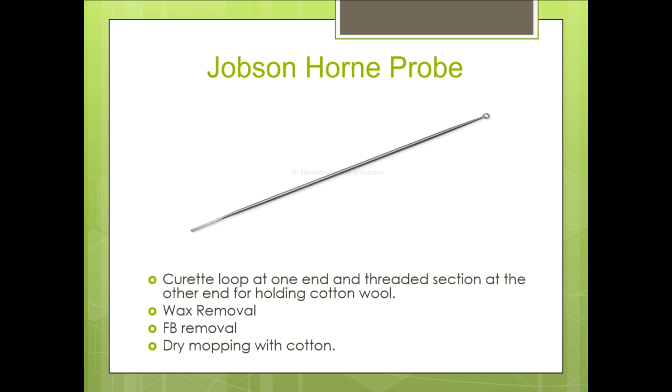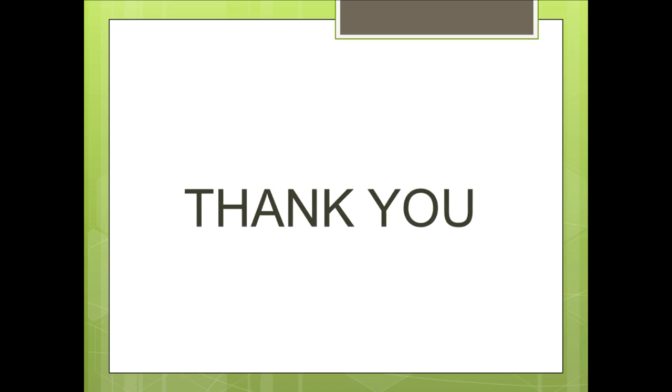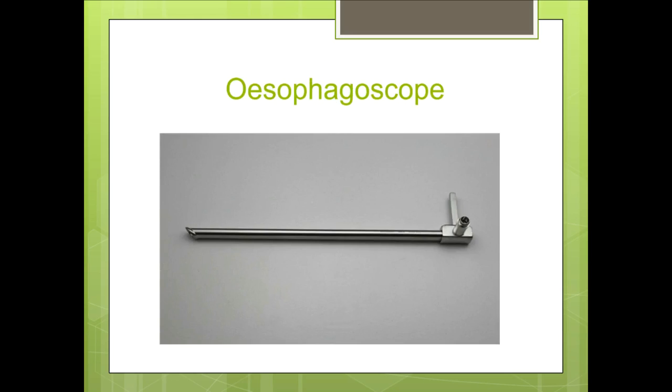This is the Jobson Horne probe, usually used to clean the ear, for dry mopping of the external auditory canal, and also to remove foreign bodies in the external auditory canal, and as a wax remover. This is the tuning fork. These are the parts of the tuning fork: prongs, stem, and the footpiece or base. So that is about the instruments in ENT and the X-rays.